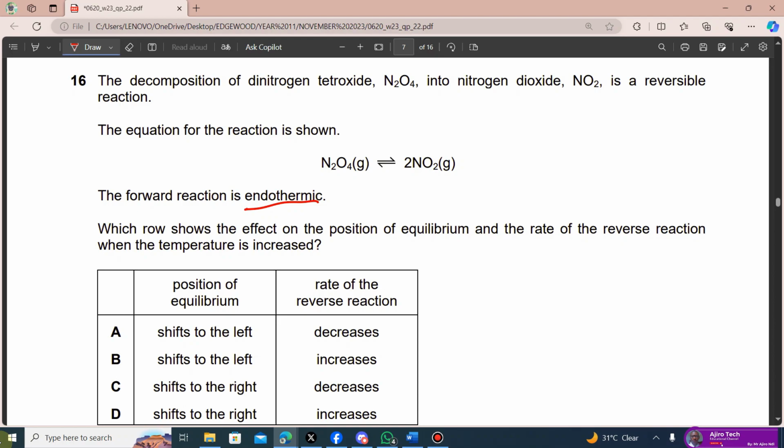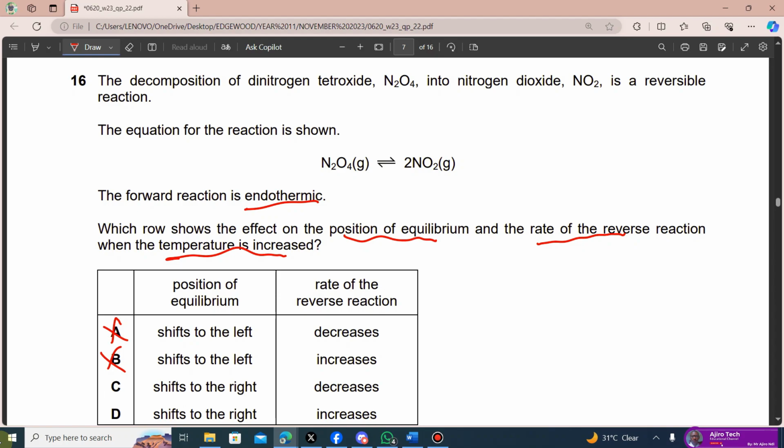All right. Now, which row shows the effect on the position of equilibrium and the rate of the reverse reaction when the temperature is increased? Which row shows the position of equilibrium based on Le Chatelier's principle? And then, what will be the effect of this temperature increment on the reverse? Now, because the forward is endothermic, when you increase the temperature, the equilibrium shifts to the right. So every option that involves a shift to the left is wrong.